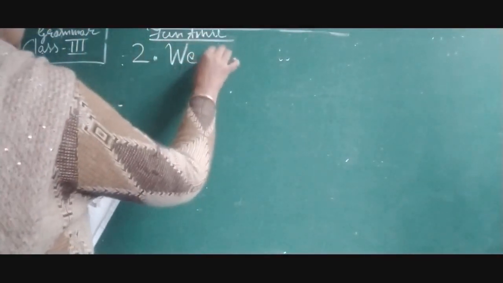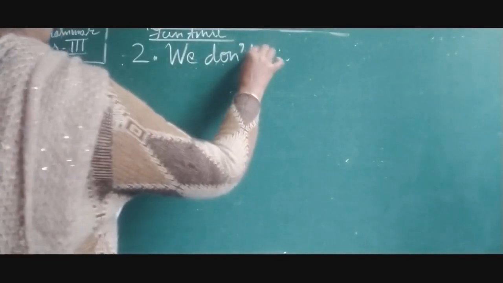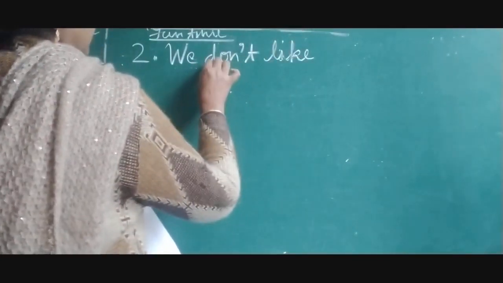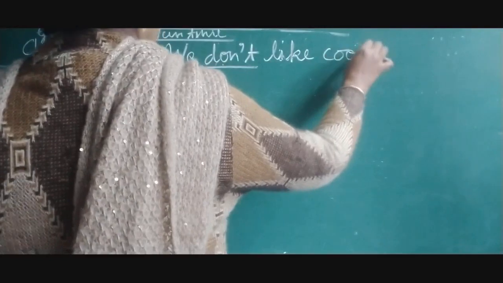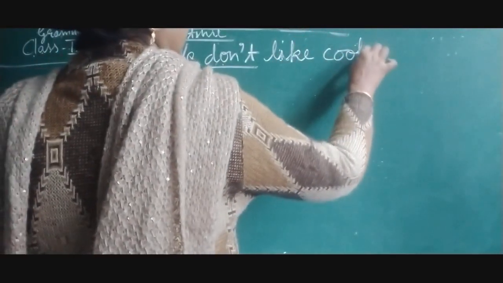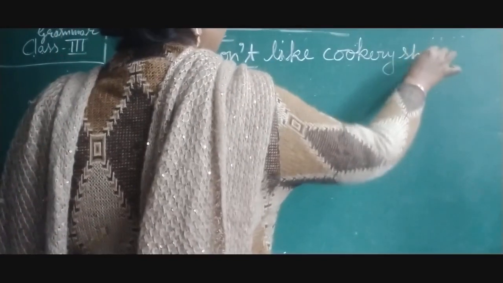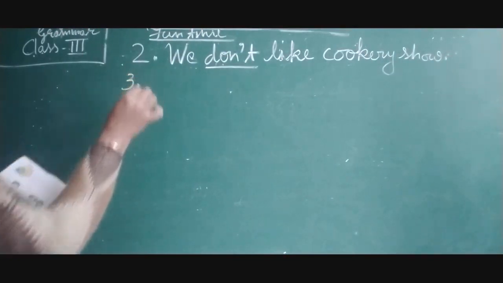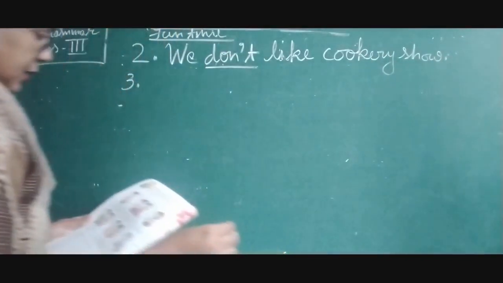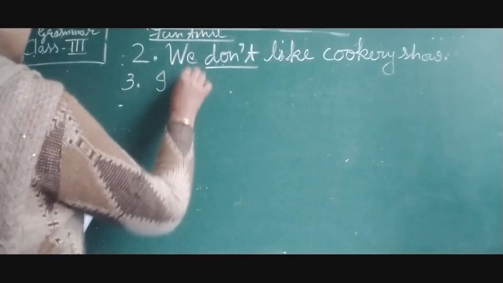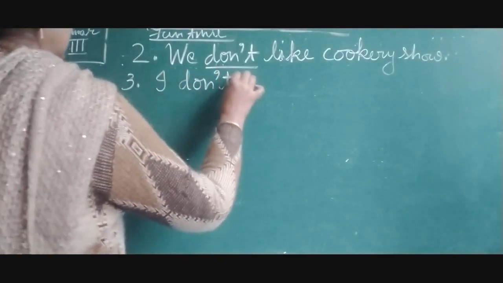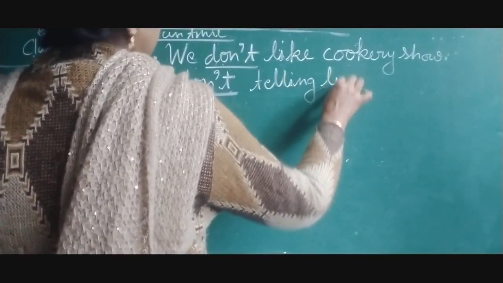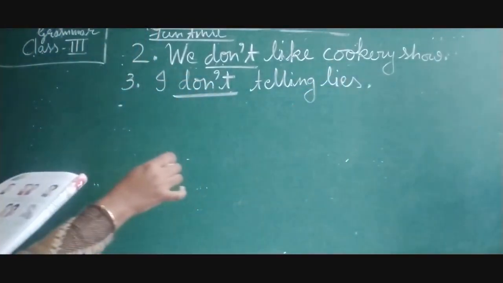We don't like cookery show. We don't like cookery show. Okay? Okay, children. Now number 3 is I don't telling lies. I don't telling lies. Okay, I don't telling lies.